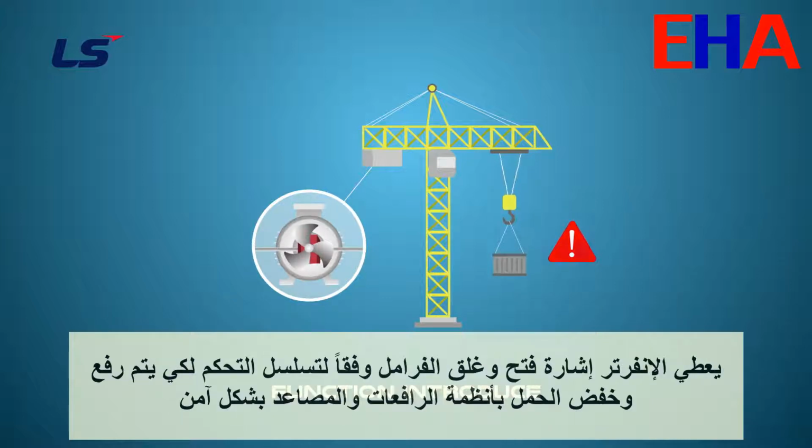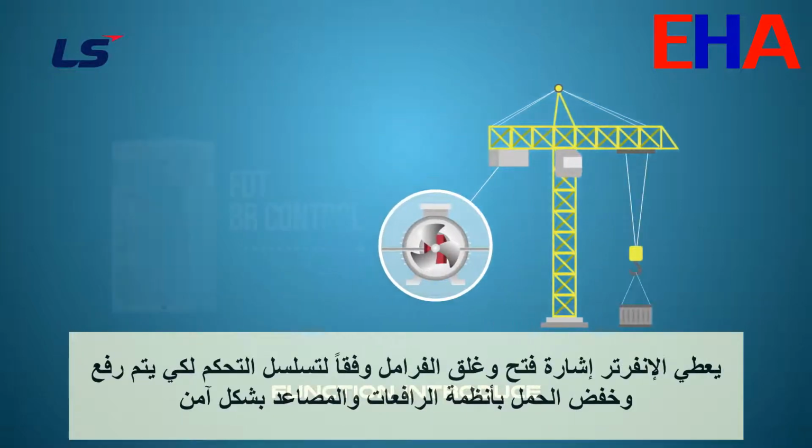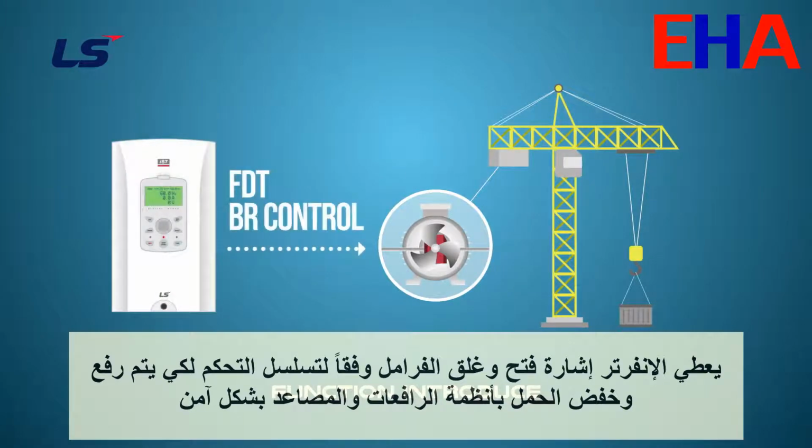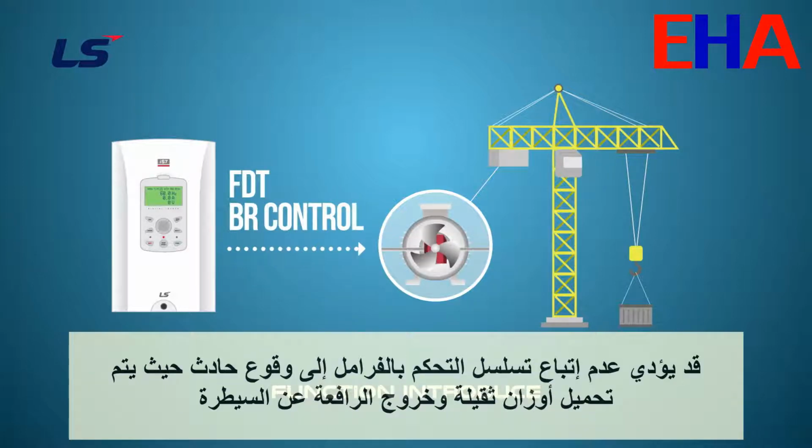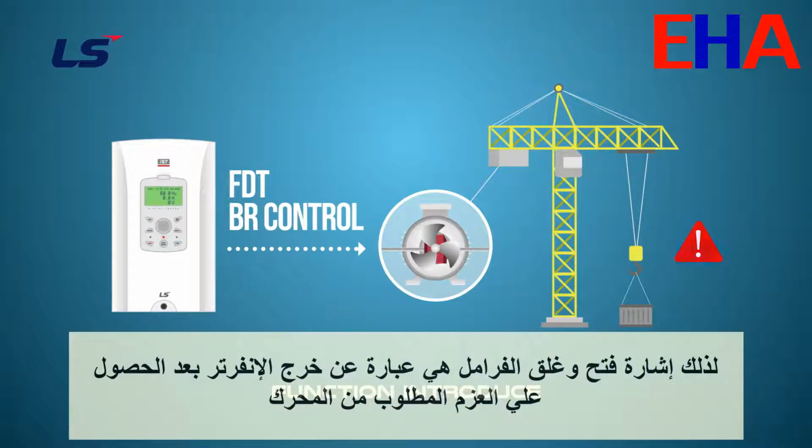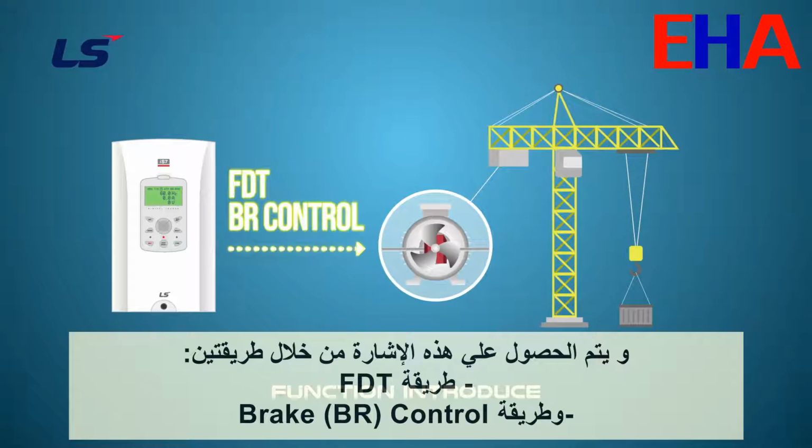The drive provides an open or closed signal depending on the control sequence in order to reliably raise or lower the load for controlling these installations. Failure to comply with the brake sequence may result in an accident where a heavy load is carried up and the vehicle falls out of control. Therefore, the signal that opens and closes is the output after a certain torque is obtained from the drive and is implemented through the FDT or brake control function.